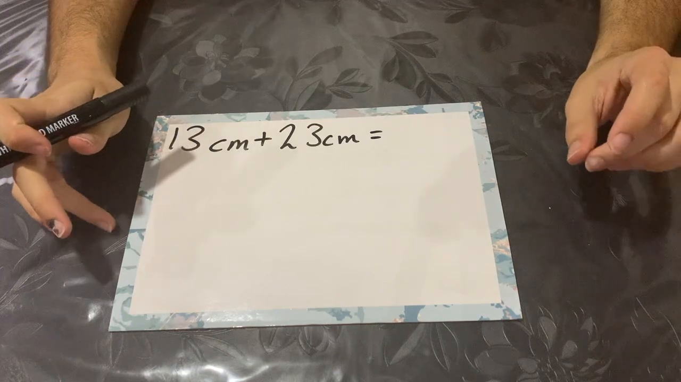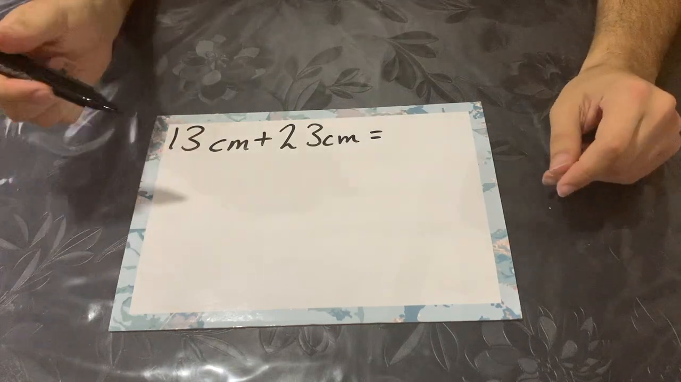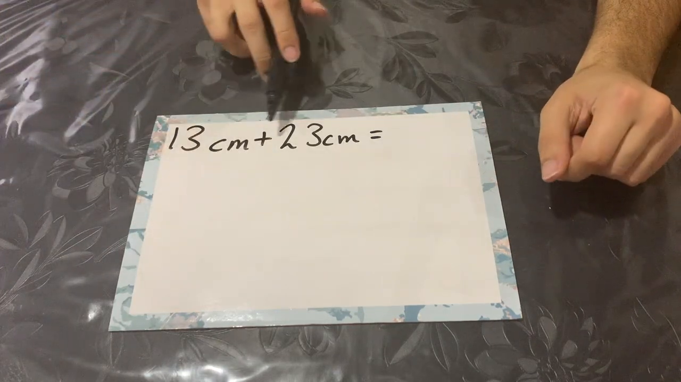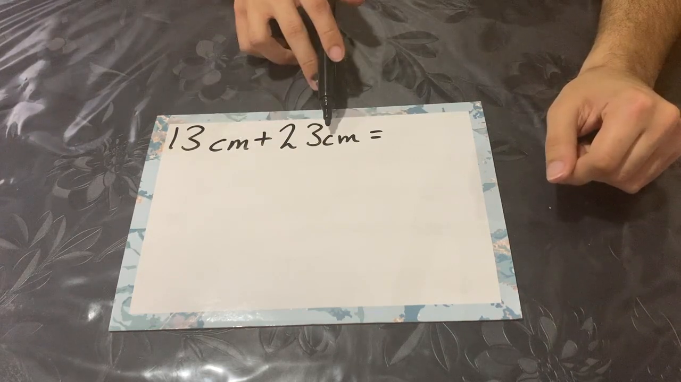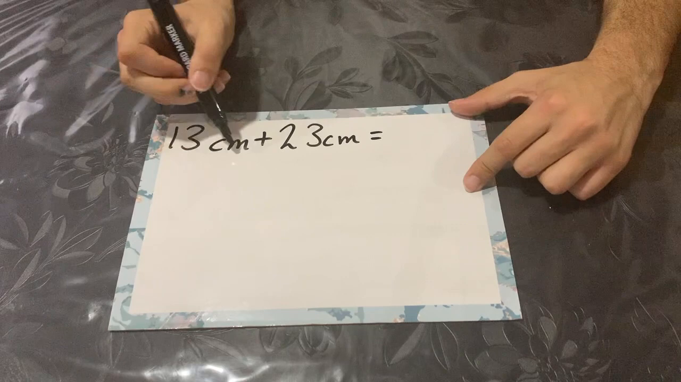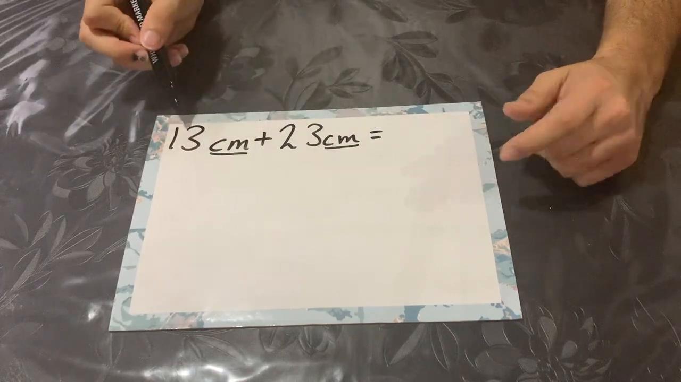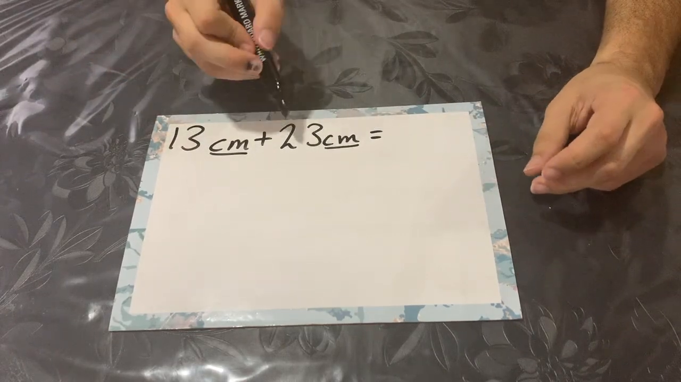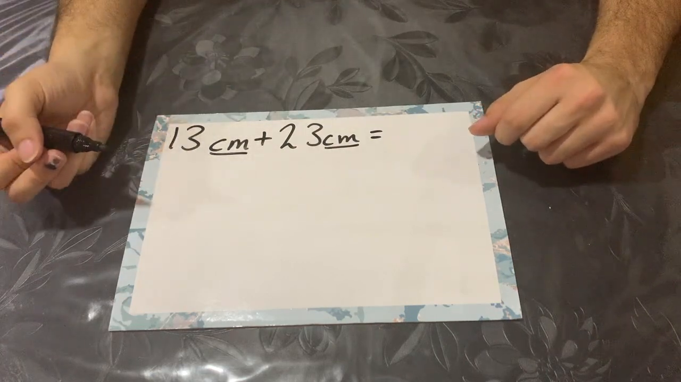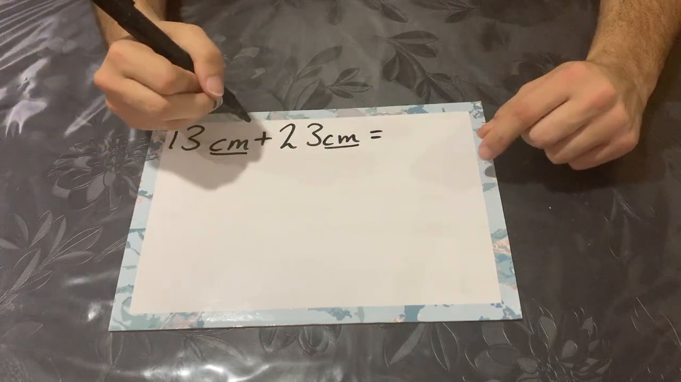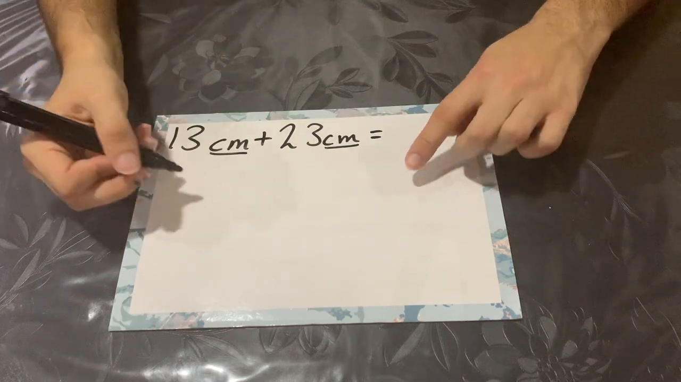Okay, so the first question that I'm going to do is when both of the numbers are the same unit of measurement. So both of these numbers have centimeters as their unit of measurement. Okay, so I've got 13 centimeters and 23 centimeters, which means I can solve this just like I would solve any other addition problem. So I'm going to use column addition.